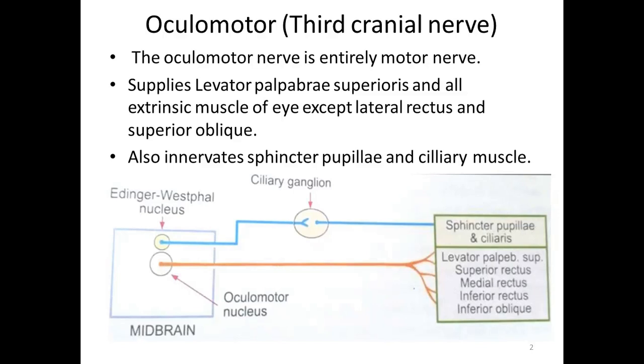So the oculomotor nerve starts from the midbrain and is the motor component, and supplies the levator palpebrae superioris, superior rectus, medial rectus, inferior rectus, and inferior oblique as well. And from the Edinger-Westphal nucleus, the parasympathetic component goes through the ciliary ganglion, synapses, and supplies the sphincter pupillae and ciliaris muscle.